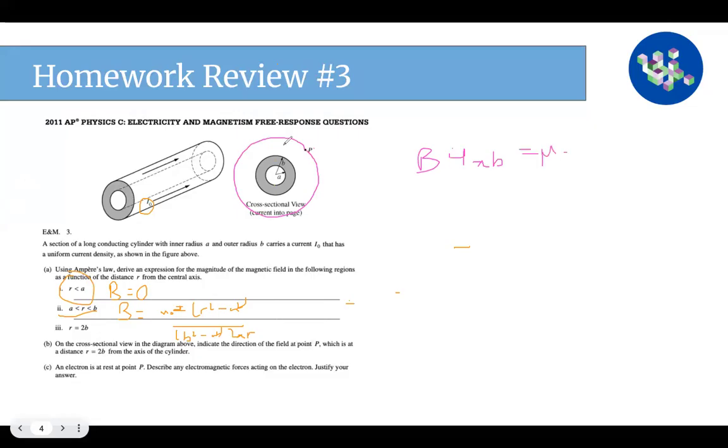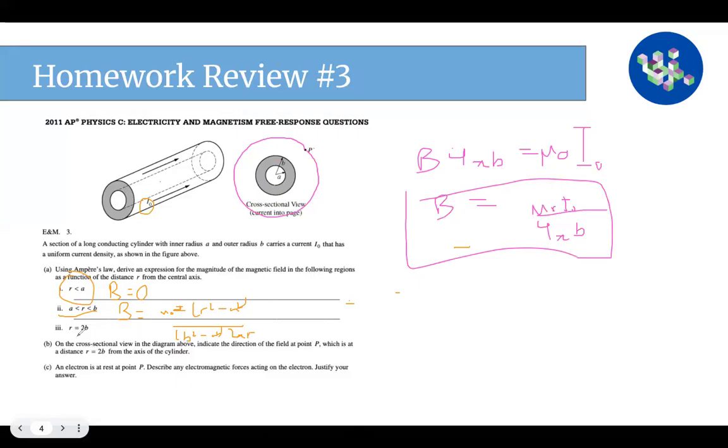And what's the enclosed current this time? Well, now I'm enclosing the entire current. It'll just be this region over here, and I'm given that the current in that region is just I0, right? So mu zero times I0 equals B times 4 pi b. So my B would equal mu zero times I0 divided by 4 pi b. And that'll be our final answer. Okay, that's all for part A.